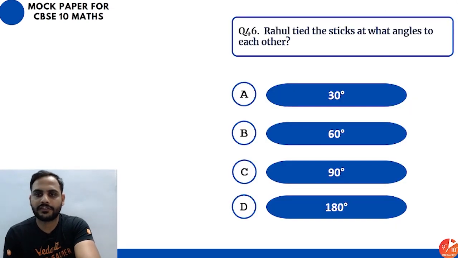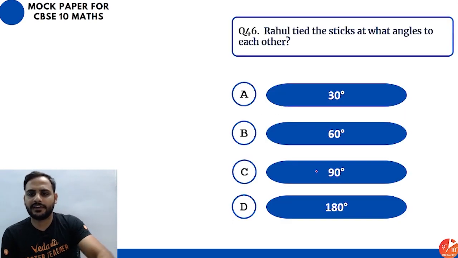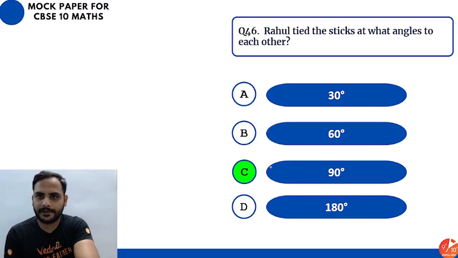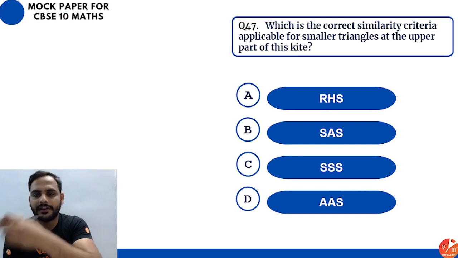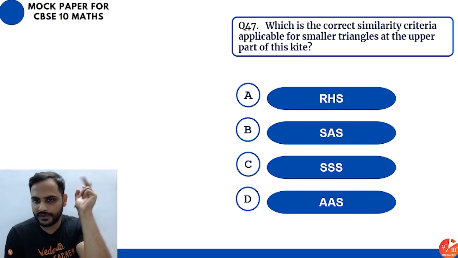Clear? Next one, Rahul tied the sticks at what angles to each other? So the sticks are these diagonals. They are tied at what? 90 degrees. Question done. Option C. Next, what is the correct similarity criteria applicable for the small triangles at the upper part of the kite?